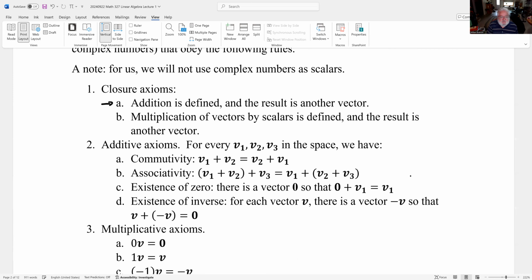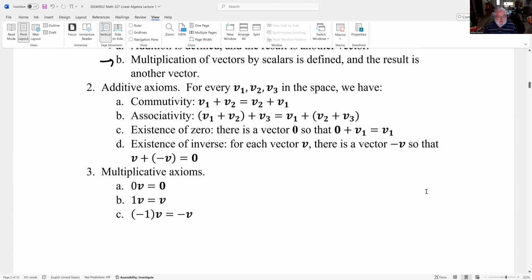If you add two vectors together, you get another vector. If you multiply a vector by a scalar, you get another vector. And then a lot of this is just the usual things you expect addition to do: commutativity, associativity, there's a zero thing, the zero vector plus v1 is v1. And given a vector, there's an inverse, we call it minus v, so that v plus minus v equals 0. This is the negative of v.